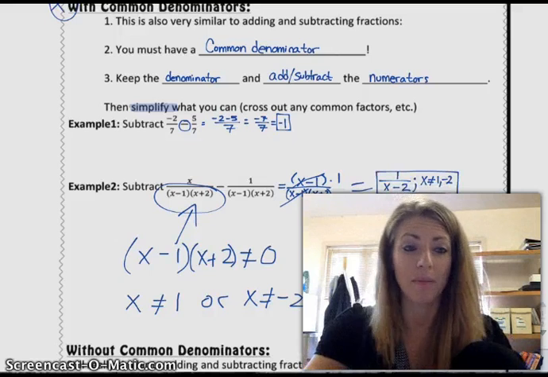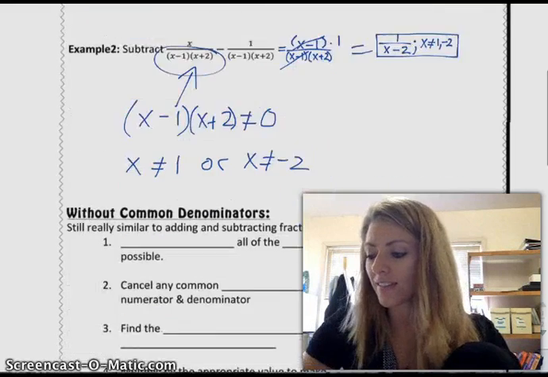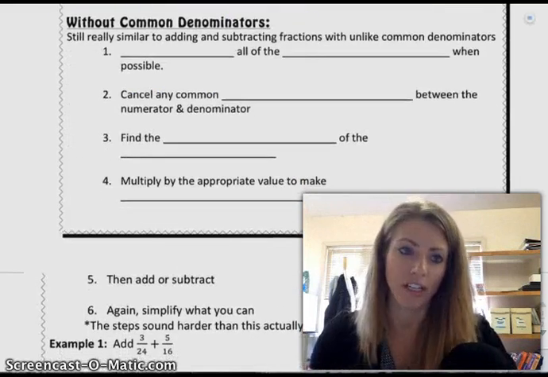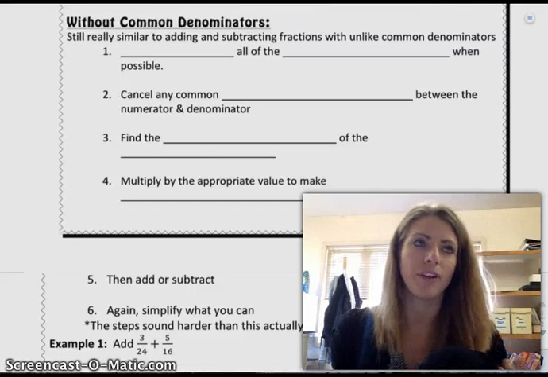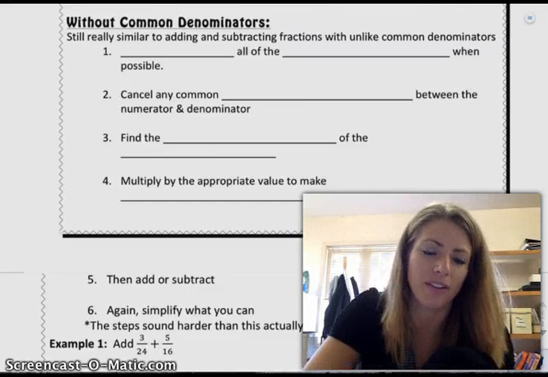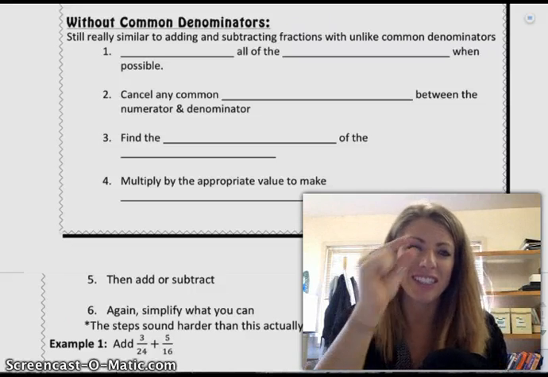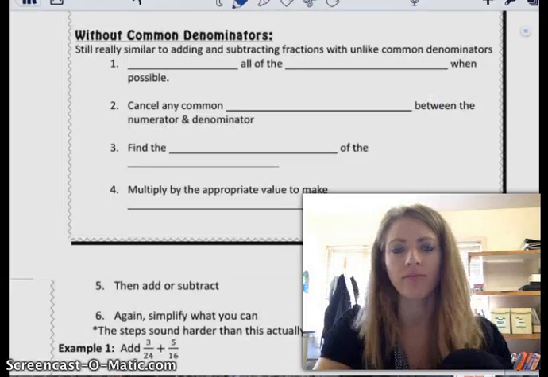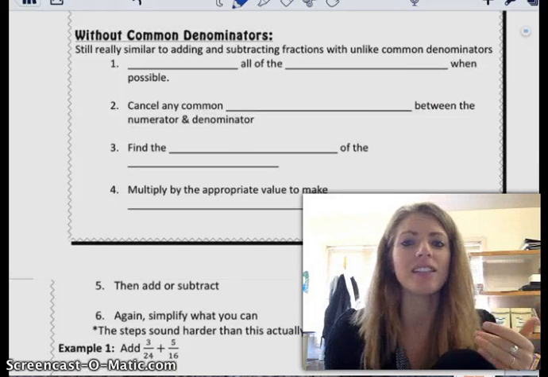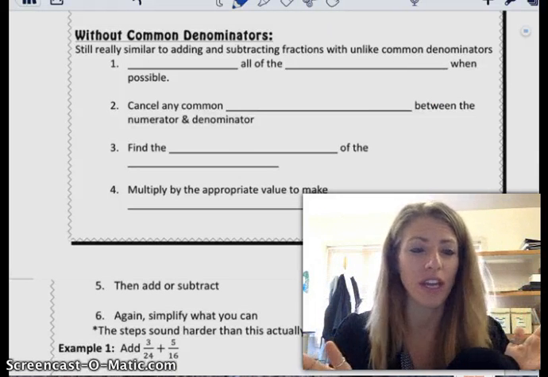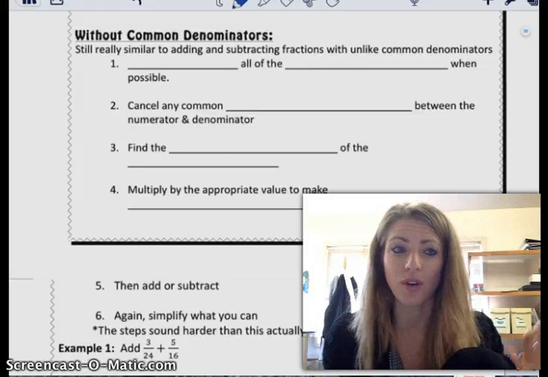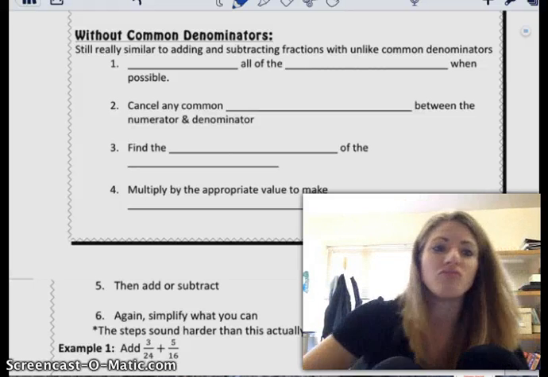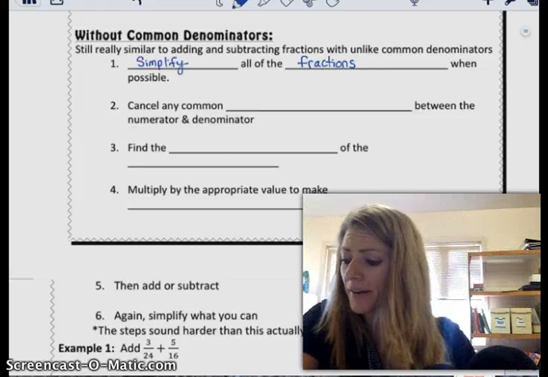Okay, now for the kind of tricky part. What if you don't have a common denominator? Because then it gets a little trickier. You just have to find the common denominator, which sometimes can get just a little hairy. It's not that bad though, I promise. Okay, really, step 1 is to simplify as much as you can before you do anything. So if you can cancel stuff out, do it. It'll just save you some time later.